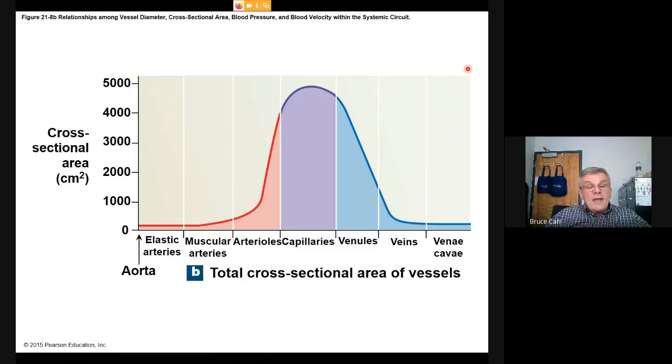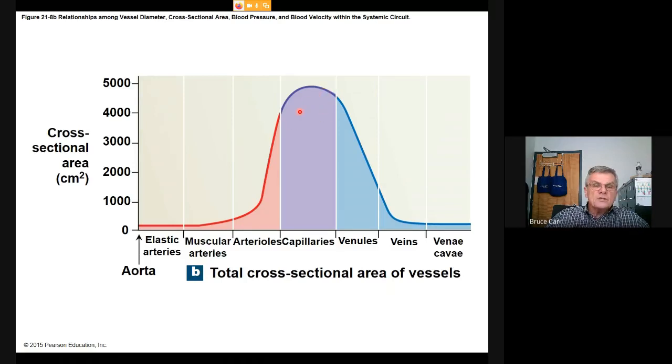If we look at the area of these parts of the system, we have the lowest area, and that also means for any length, like 10 millimeters, centimeter, the lowest volume in the elastics. As we branch, that volume and cross-section goes up through the musculars and goes up greatly to the arteries. We have the most cumulative cross-section area in the capillaries.